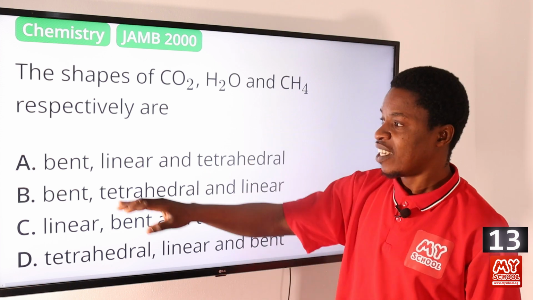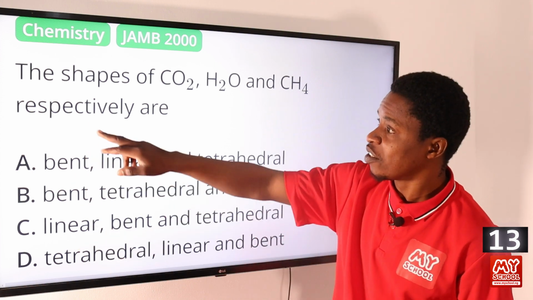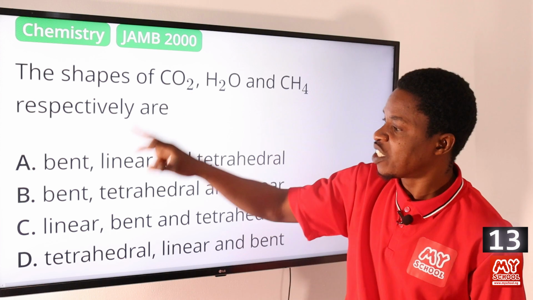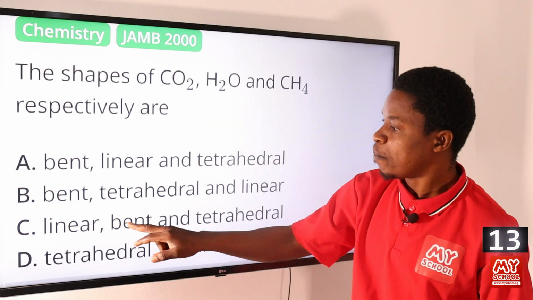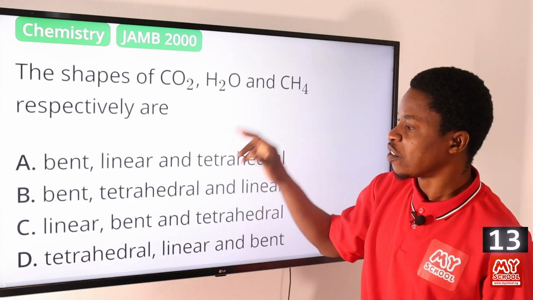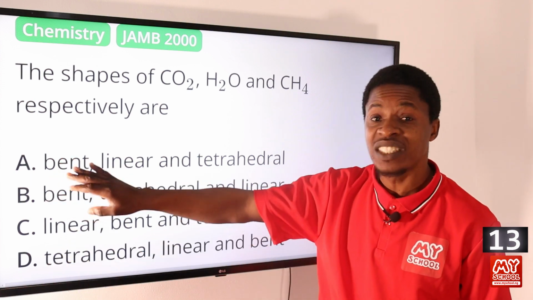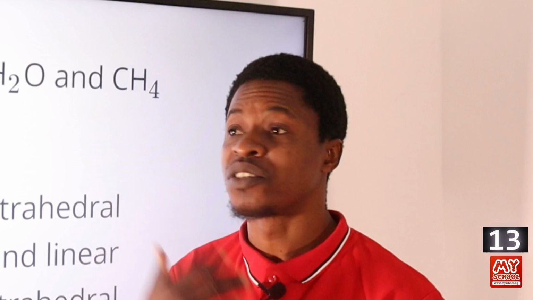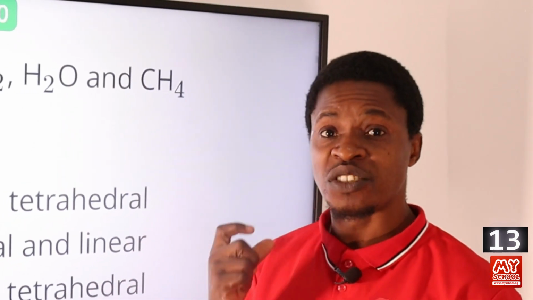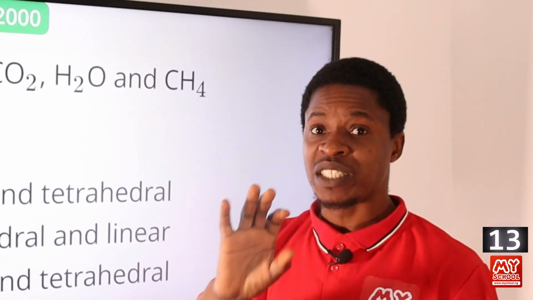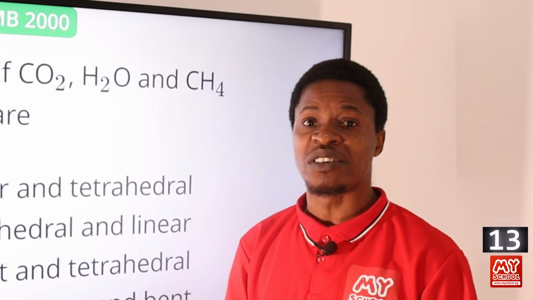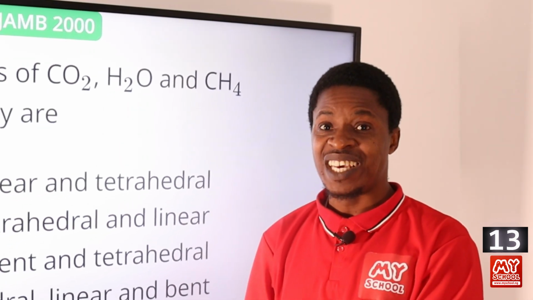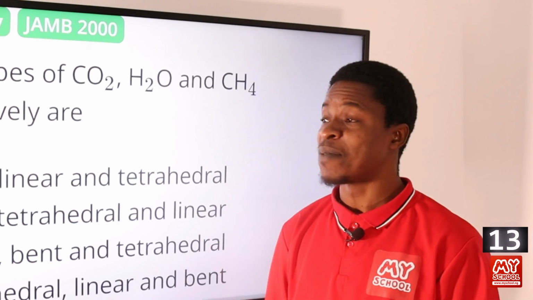I will tell you why. Just look at the options. Because they say respectively, the first one should be for CO2, the second for H2O, and the third for CH4. Among these options, the only one that has linear for CO2 is option C. So don't waste your time. Just click option C and move on to the next question, solving the question in the shortest time and solving correctly. But I'm going to explain what happens. Now, in the video lessons, we talked about atomic structure. You can go through it again. You can subscribe to that.